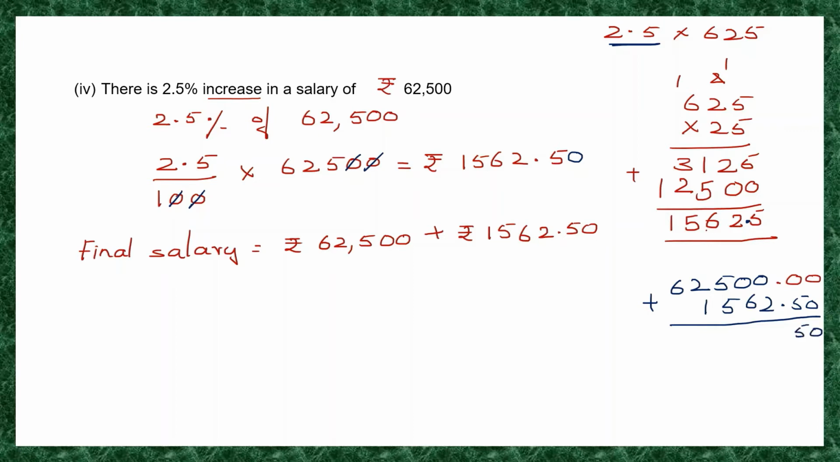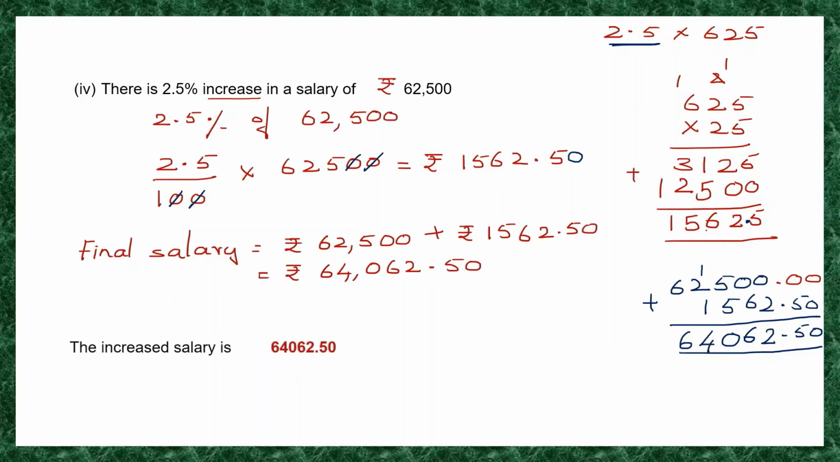0, 5, 0 plus 2 is 2, 0 plus 6 is 6, 5 plus 5 is 10, carry 1, 2 plus 1 is 3, plus 1, 4, and I have 6. So my final salary here will be rupees 64,062 and 50 paisa. So that is our final salary. The increased salary is 64,062 and 50 paisa.